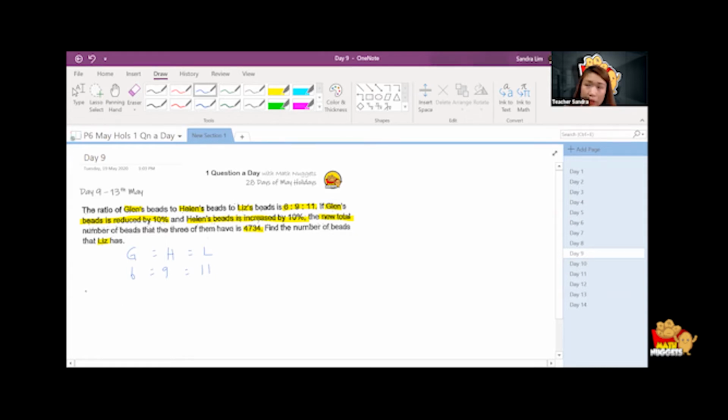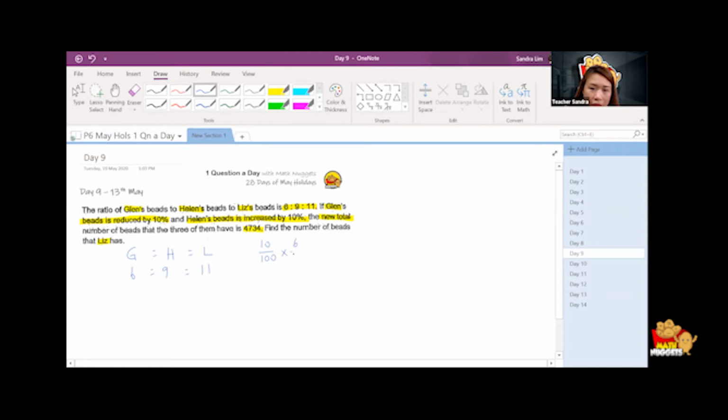So the first thing they said, Glenn's beads reduced by 10%. So we got to find out what's the reduction right now. So 10% of Glenn. So if we work this out, this is actually 0.6. So that means this is 0.6 units, you see. Okay, wait, I should not write this here. Hold on now. Let me just erase this. Okay, again, 10%.